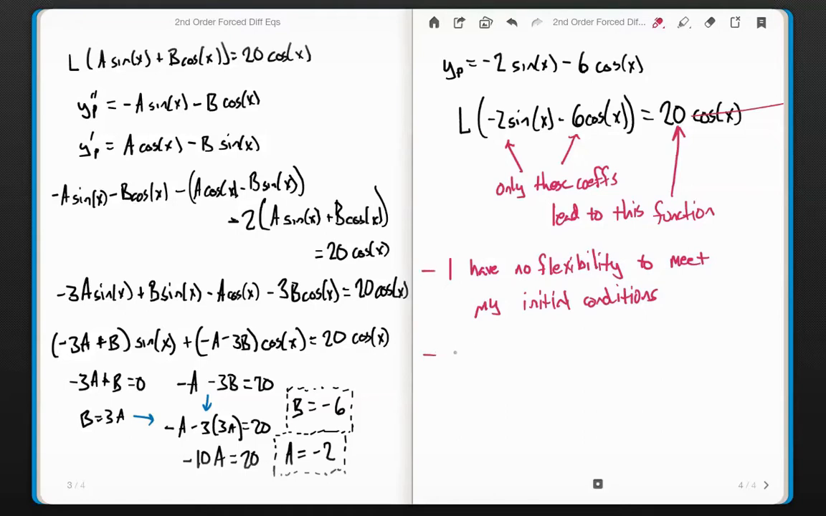Problem number two, I don't have any constants of integration. So that's bad too. So what do I do about this? Well, here's what we do.